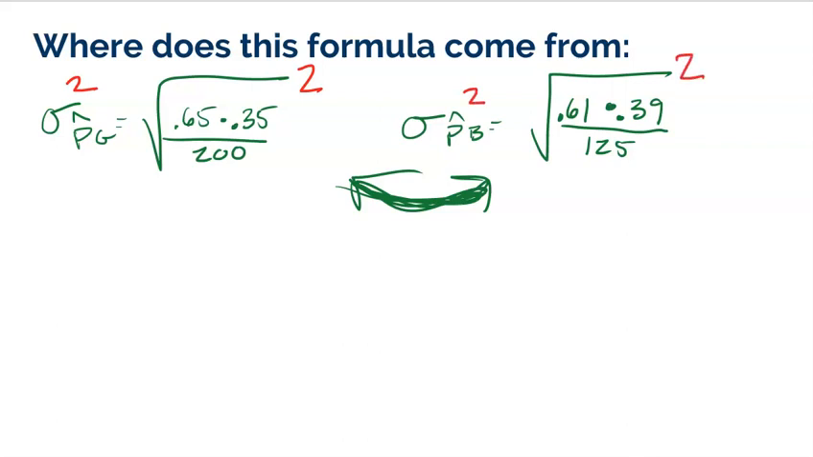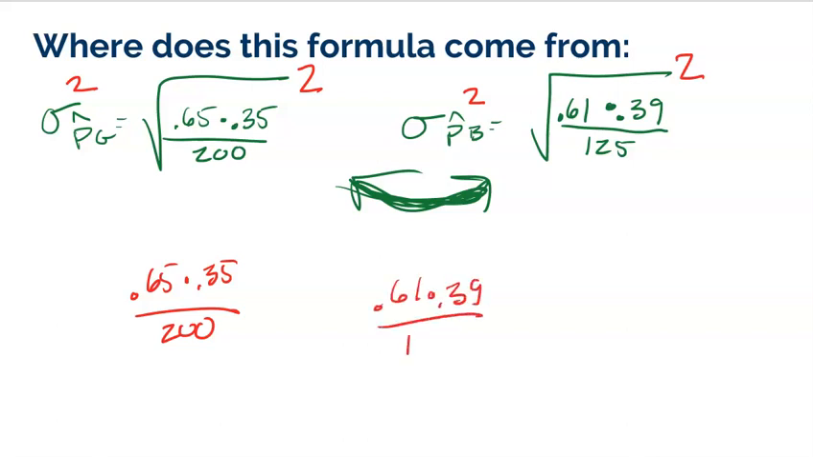Now something really cool happens: the square roots cancel. So I get 0.65 times 0.35 divided by 200 for the girls. That's their variance. So the inside without the square root is the variance. And for the boys, the variance is 0.61 times 0.39 divided by 125. Now remember, even though we're looking at the difference, one of the other rules we learned is that variance always builds. So you're never going to subtract standard deviation, and you're never going to subtract variance. It always builds together, even when you're focusing on the difference.